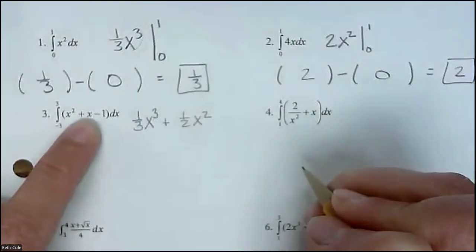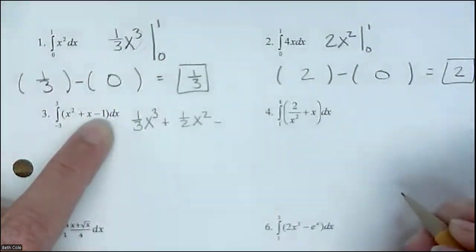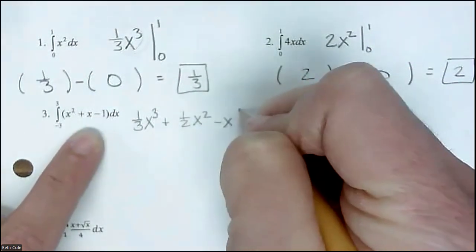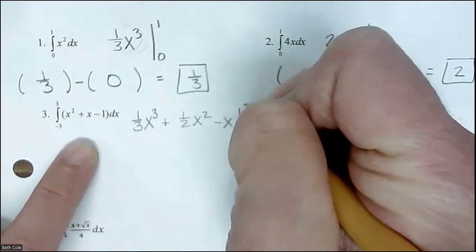Good, 1/2 x squared. What's your derivative for just -1? It would be minus x. Good, such that -3 to 3.